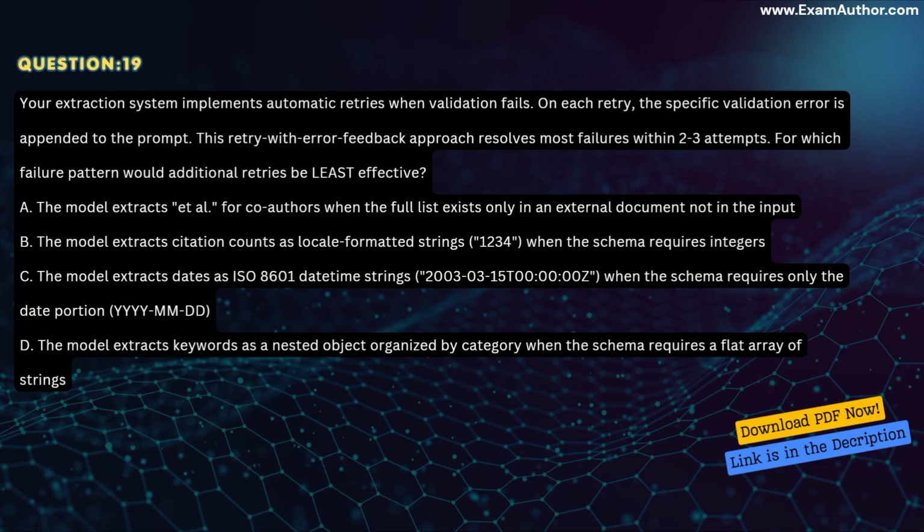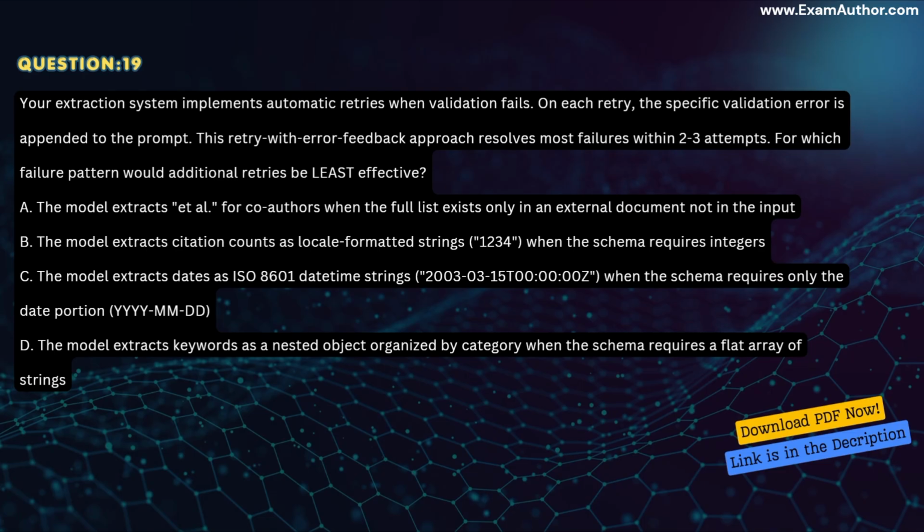A. The model extracts "et al." for co-authors when the full list exists only in an external document, not in the input. B. The model extracts citation counts as locale-formatted strings, "1,234", when the schema requires integers. C. The model extracts dates as ISO 8601 datetime strings, "2003-03-15T00:00:00Z", when the schema requires only the date portion, YYYY-MM-DD. D. The model extracts keywords as a nested object organized by category when the schema requires a flat array of strings.